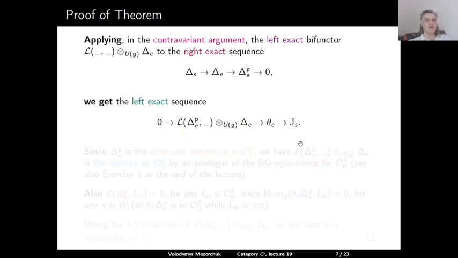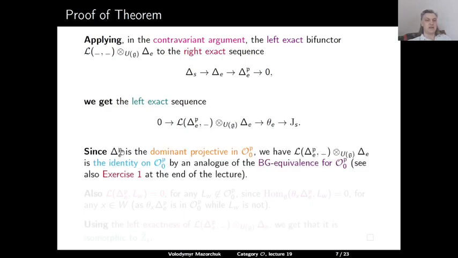So we have this left exact sequence of functors, and we need to prove that this complicated functor in the middle is isomorphic to the Zuckerman functor. Since the dominant parabolic projective is exactly Δ(E,P), the functor L from this module to blank, followed by the equivalence back to category O, is the identity on the parabolic block O_0^P. So this follows from our analog of the BG equivalence for O_0^P, up to a P sign on Δ(E), which is exercise 1 for this lecture.